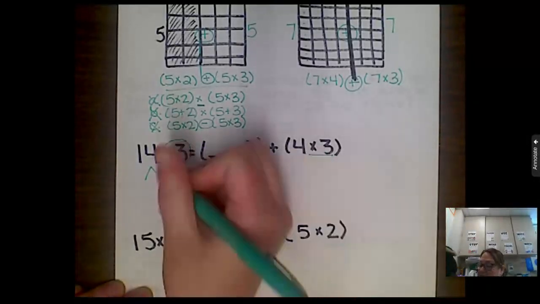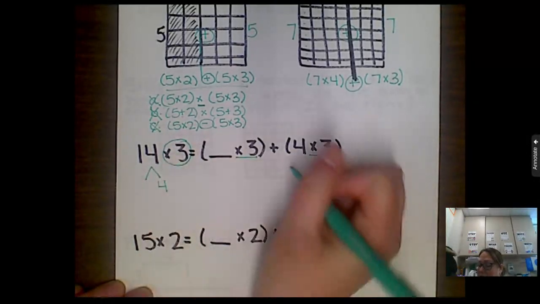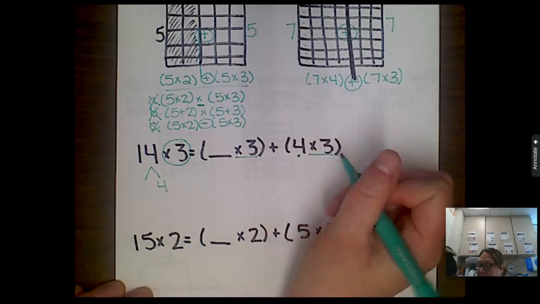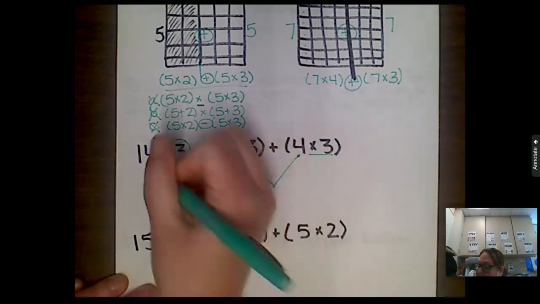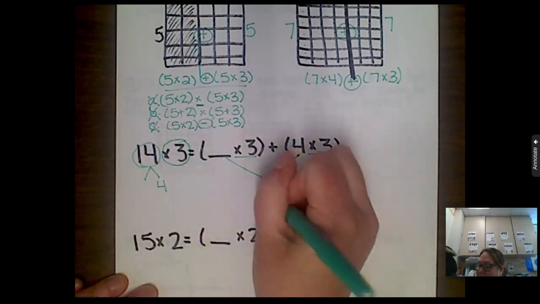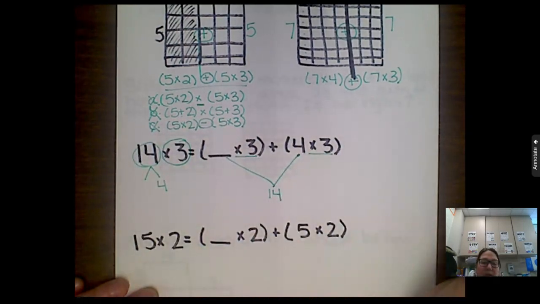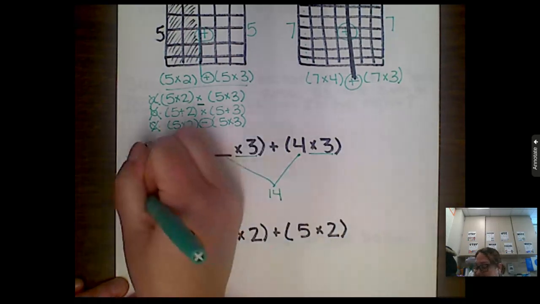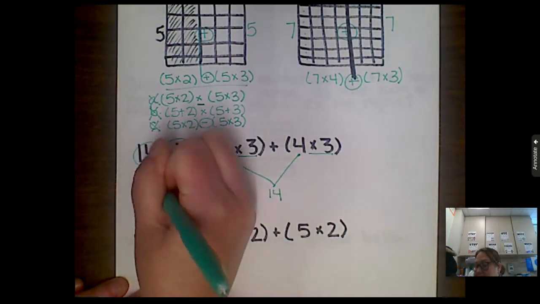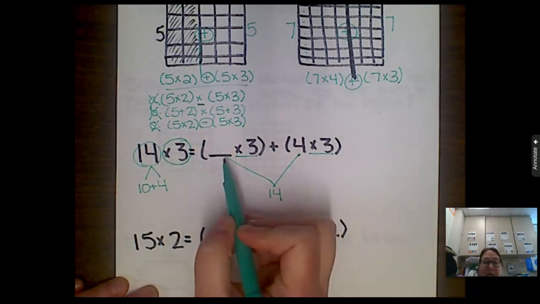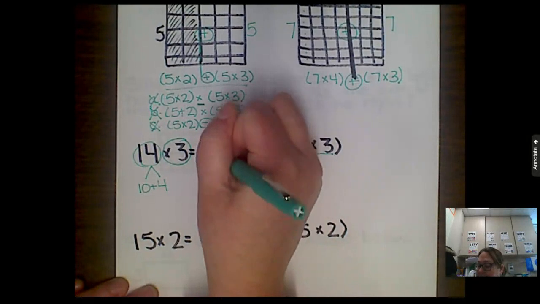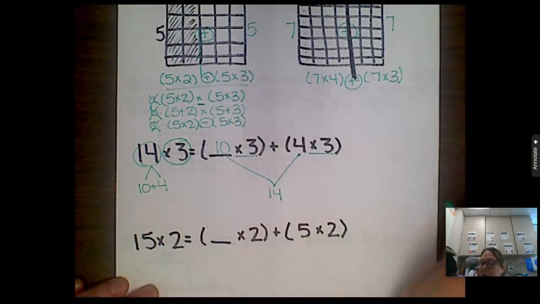So if this second part is a 4 right here, I need to say to myself, 4 plus what equals 14? What would it be? What plus 4 equals 14? 10, right? 10 plus 4 equals 14. So this missing number right here would be 10, because 10 plus 4 equals 14.